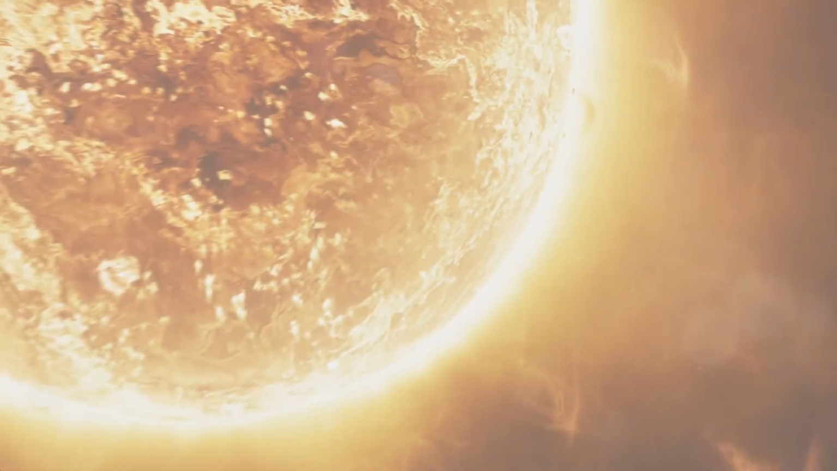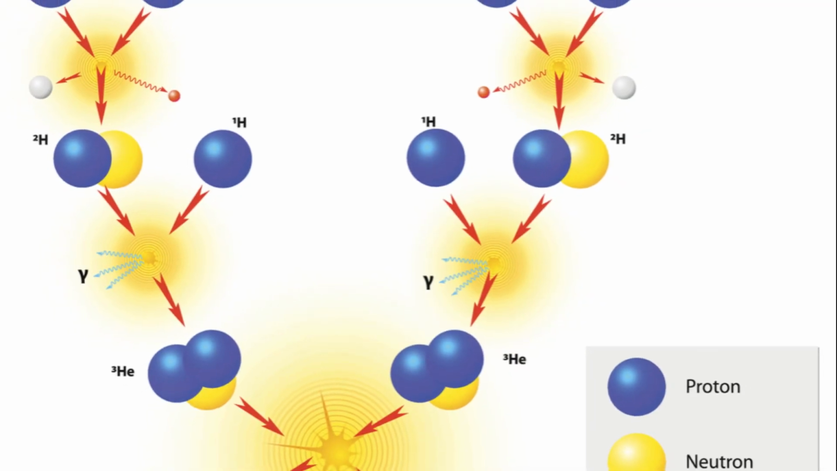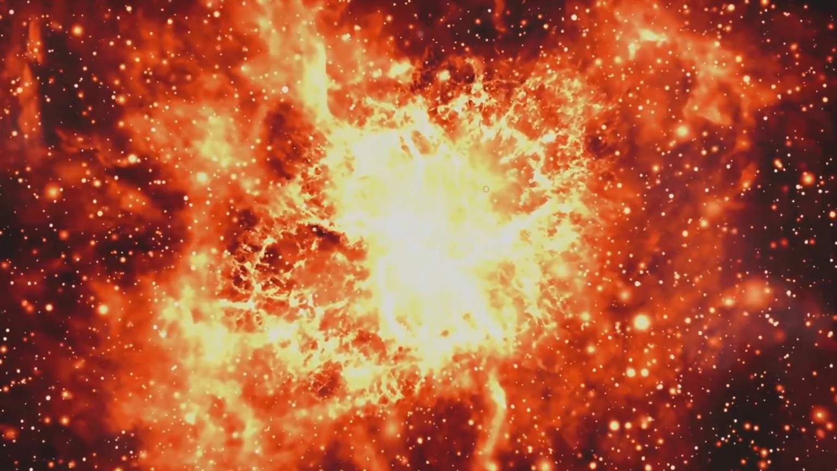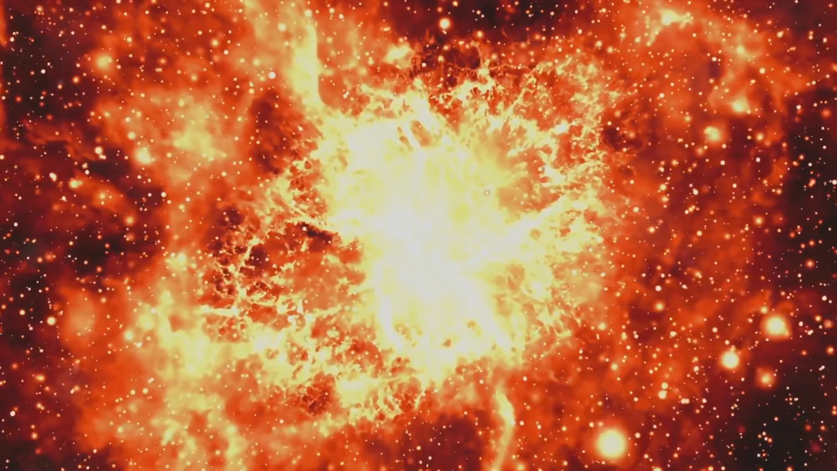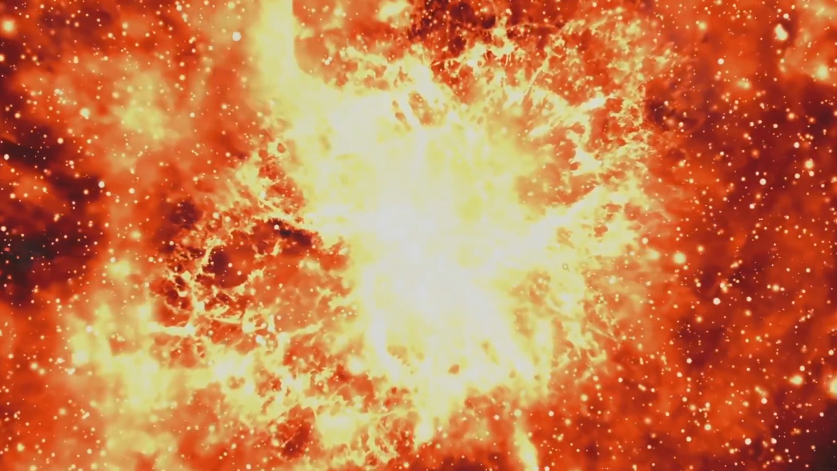Nuclear fusion. During its main sequence phase, the star fuses lighter elements into progressively heavier ones. When it exhausts its hydrogen fuel in the core, the star undergoes further collapse and fusion reactions occur in shells surrounding the core, producing heavier elements like helium, carbon, oxygen, and so on.